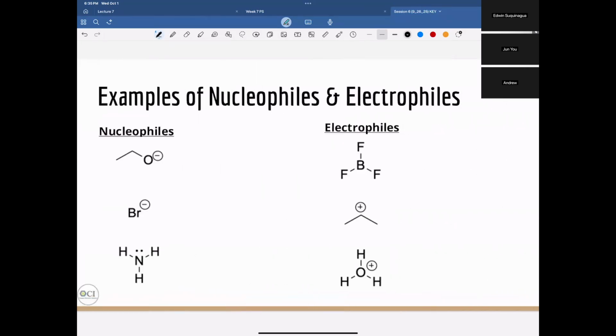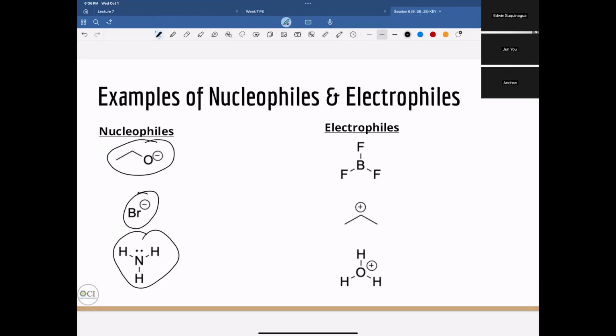So let's go into some examples of nucleophiles and electrophiles. On the nucleophilic side, we have this alkoxide and this bromide ion. We see that they both bear a negative charge, which means they have an excess of electrons, which makes them nucleophiles because they can donate electrons. With this ammonia, we can see there are lone pairs that can be used for a nucleophilic attack. So this also makes it a nucleophile.